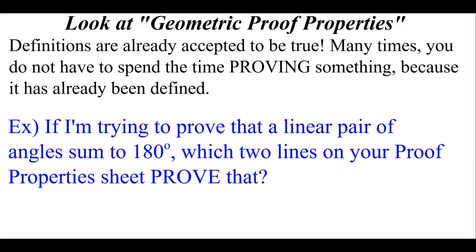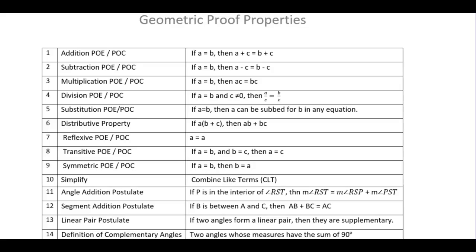So for example, if I'm trying to prove that a linear pair of angles sum to 180 degrees, which two lines on your proof property sheet would we use to prove that? What I typically do is find that vocab word first. So linear pair. Let's look at your cheat sheet here. Linear pair is right here. It says if two angles form a linear pair, then they are supplementary.